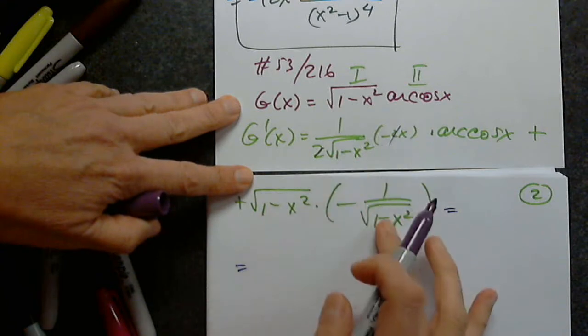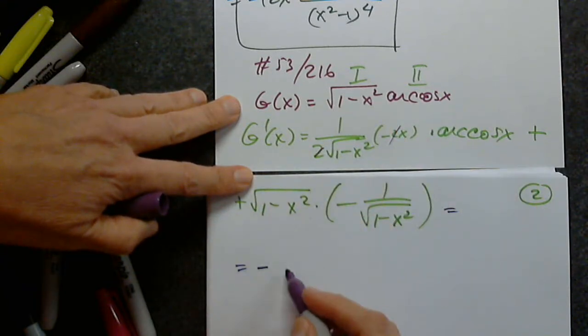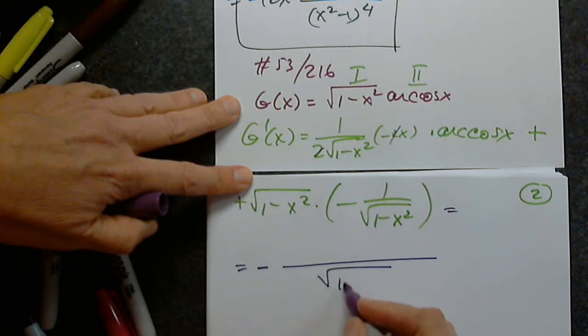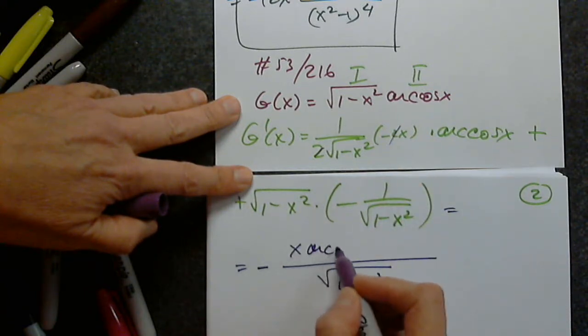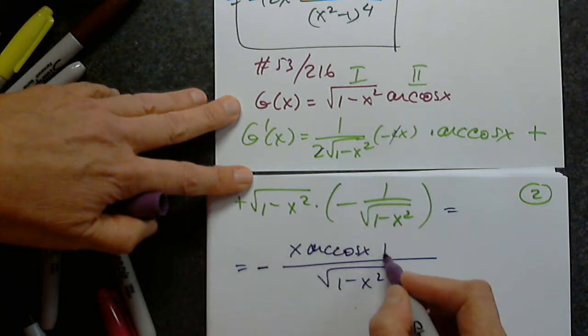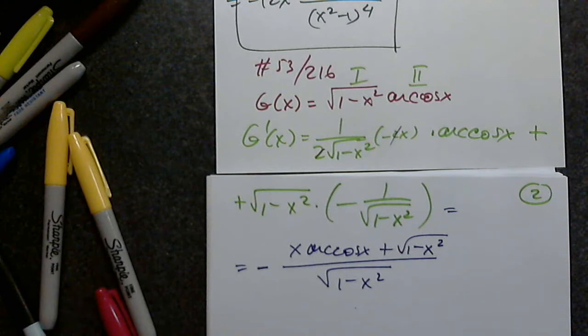And I see that the denominators are the same. Both expressions are negative, so I put negative in front. I write the square root of 1 minus x squared, and then the top is x arc cosine x plus the square root of 1 minus x squared. Is this okay? That's it. You cannot do anything else.